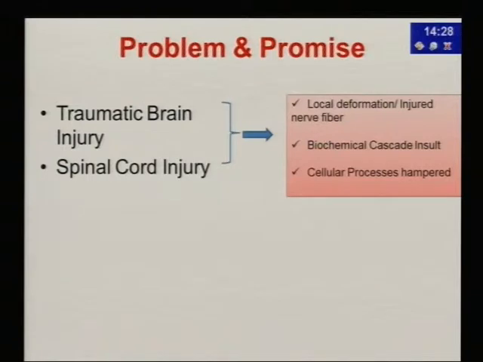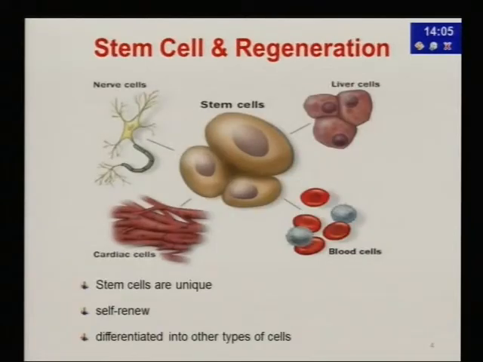And because we know that there is local deformation, and as Professor Chandra said, there's a biochemical cascade of the insult in terms of pro-inflammatory molecules, apoptosis, which further leads to more cellular changes, and that can really hamper and give you long-term injury. So can the stem cell come in and help us?